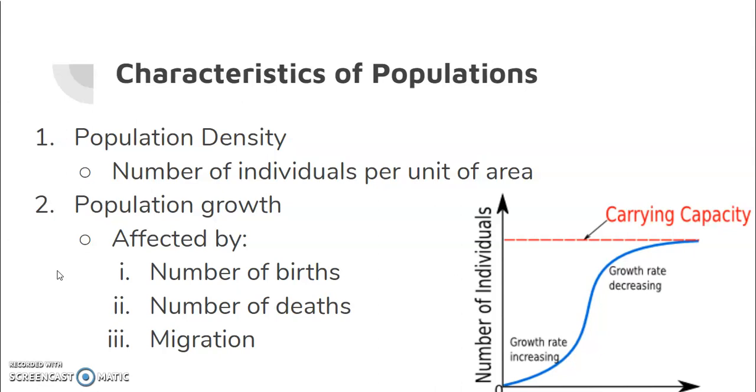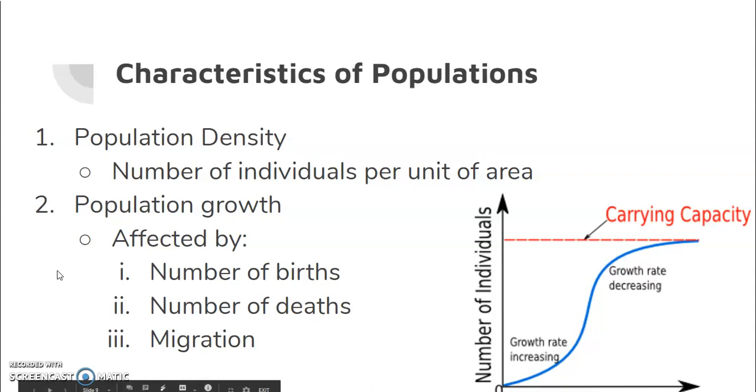For number 2, we also are looking at population growth. This can be affected by many things, including birth, death, and migration. If the number of births and the number of deaths is the same in an area, then your population size will stay constant and will not increase or decrease. However, that doesn't really happen in nature.